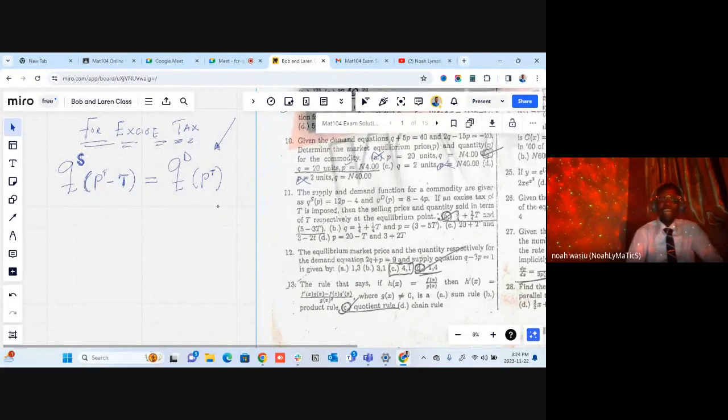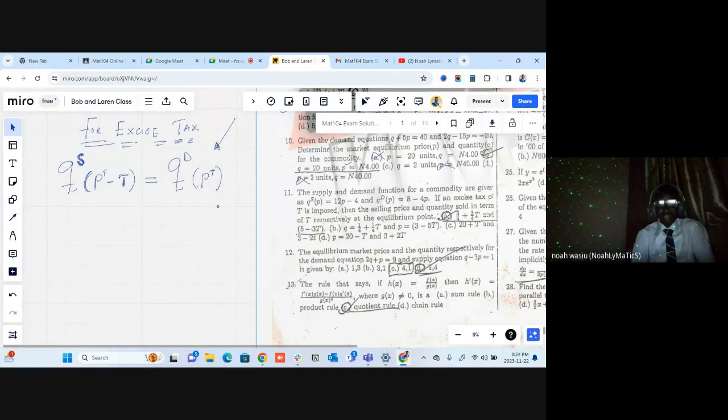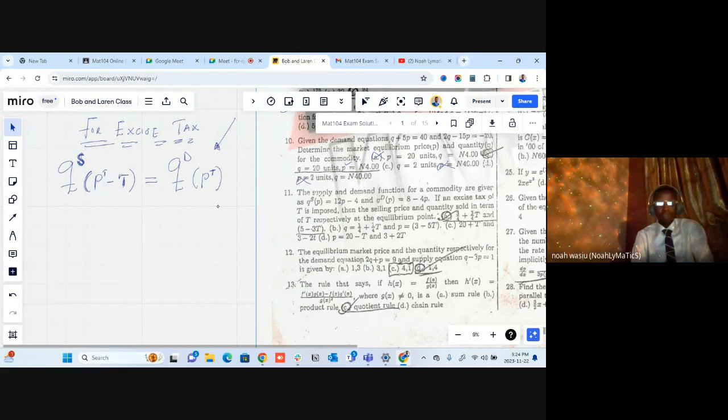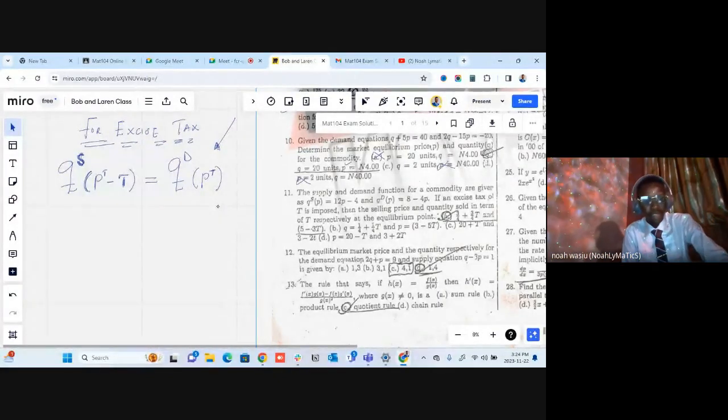For an excise tax, the supply function is always equal to the demand function, whereby the supply function must always be in terms of PT minus T, but your demand function will always be in terms of just PT only, and that's all. So what is QS? If you look at the question, we have our QS, our supply function, given to us as this.